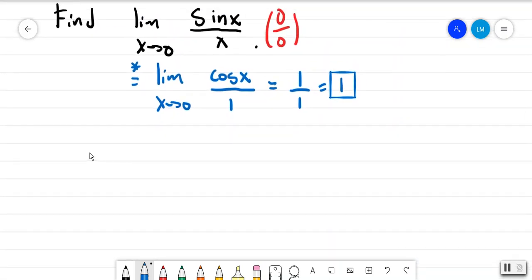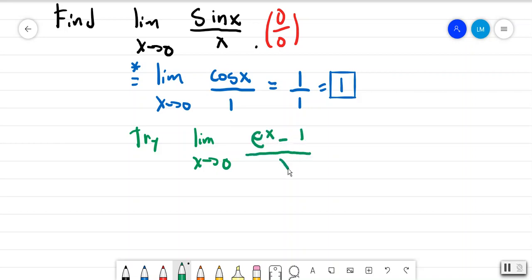Now, I would recommend that you go ahead and try the limit as x approaches 0 for e to the x minus 1 divided by x, and then see what you get.